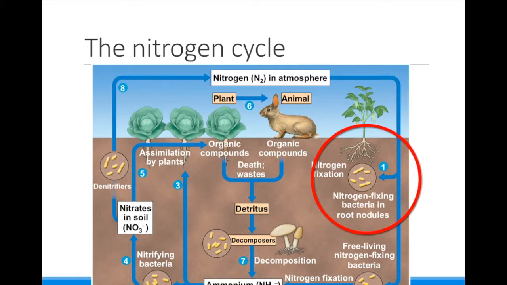Nitrogen fixation is a process that bacteria can perform that turns nitrogen into a usable form, like ammonium or nitrate. Some plants, like legumes, which are beans and peas, have bacteria that live in their roots. They have a mutualistic relationship with these bacteria. The bacteria can turn atmospheric nitrogen, N2, into usable forms of nitrogen in a process called nitrogen fixing.